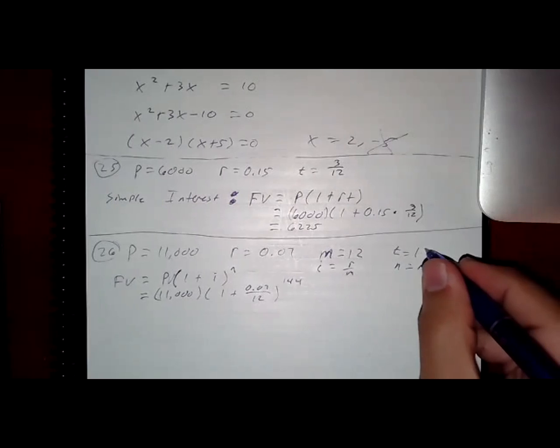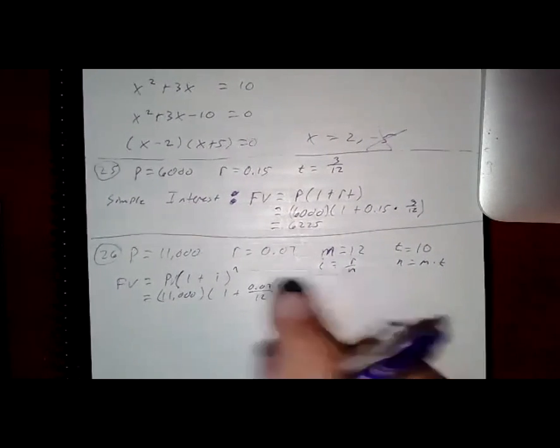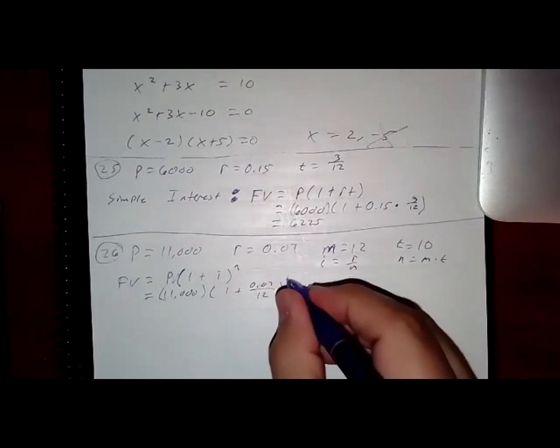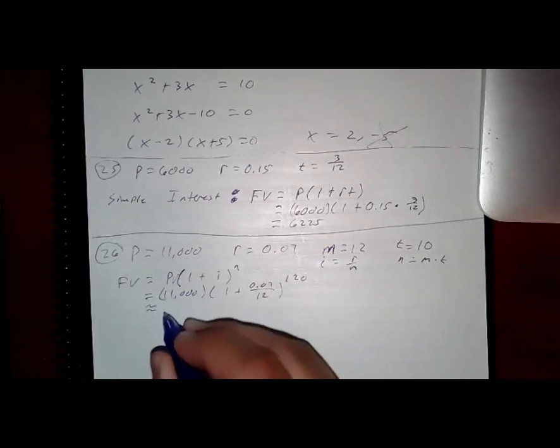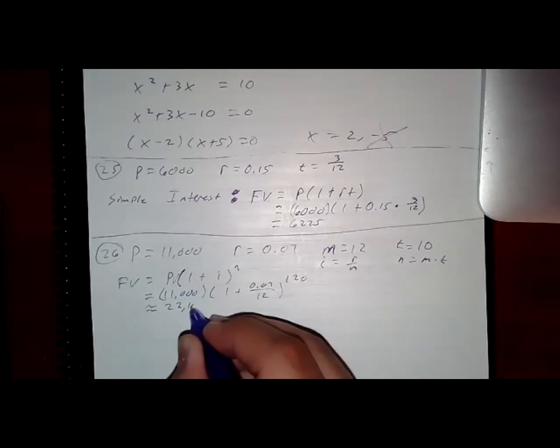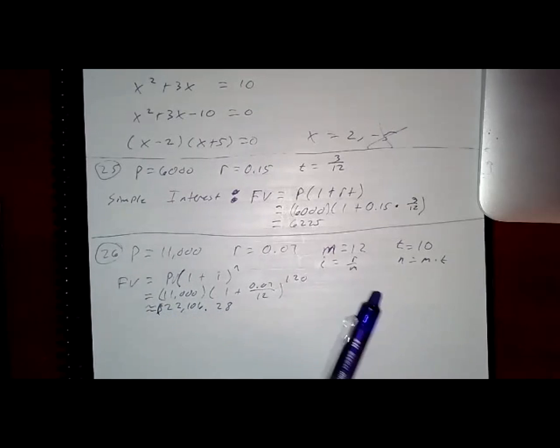So that should be 10. This will be 120. Thanks for letting me know before I went too far there. 0.07 divided by 12 to the 120. So that is approximately 22,106.28 dollars. Any questions on 26?